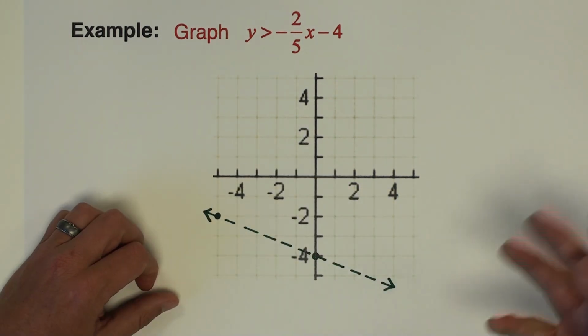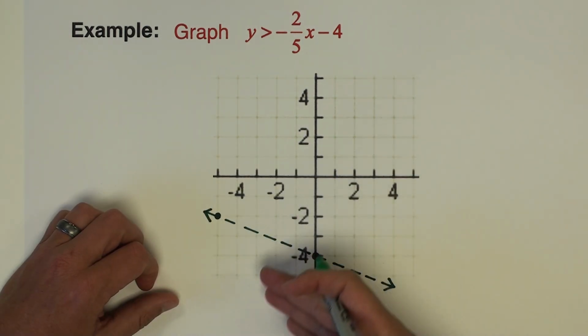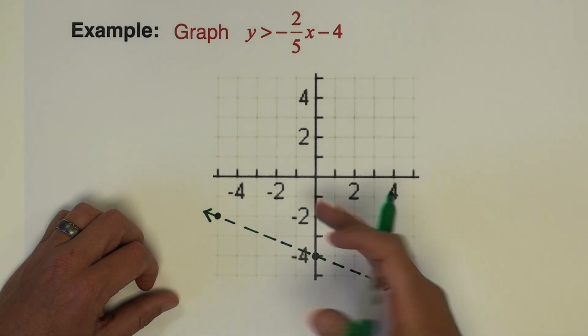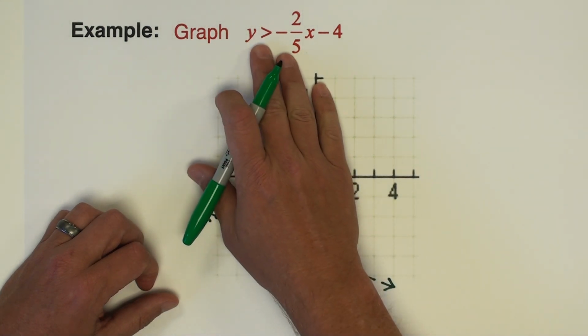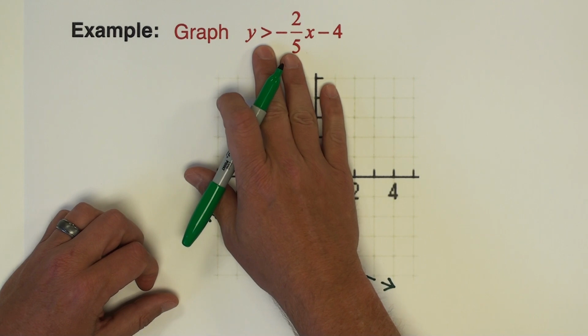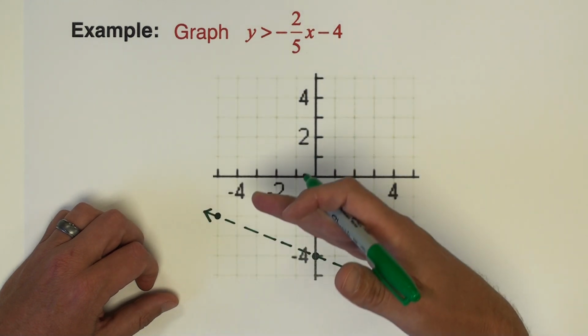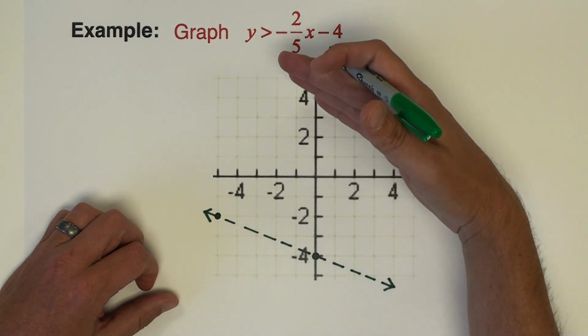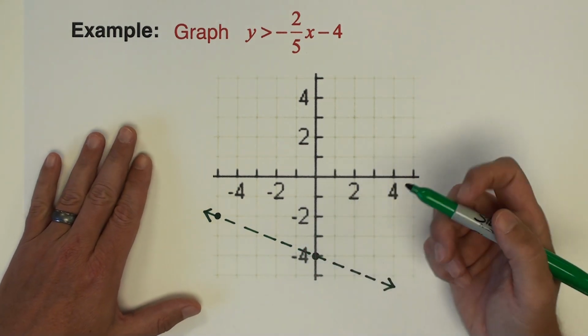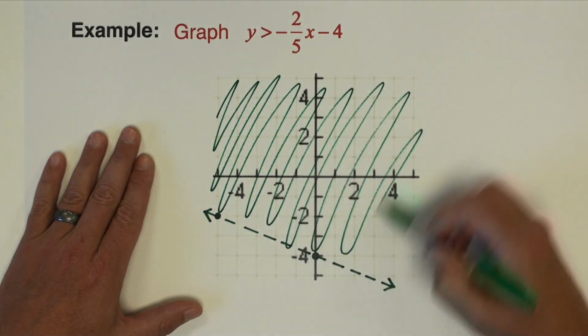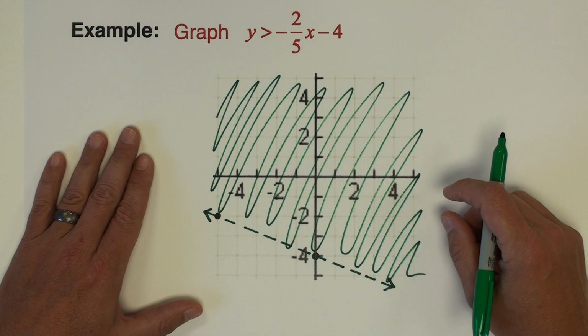Okay, next we need to shade either above or below our line. Now we want the area that is greater than the line. So we want to shade greater than implying above the line. So everything above is going to get shaded. And that's all there is to this problem.